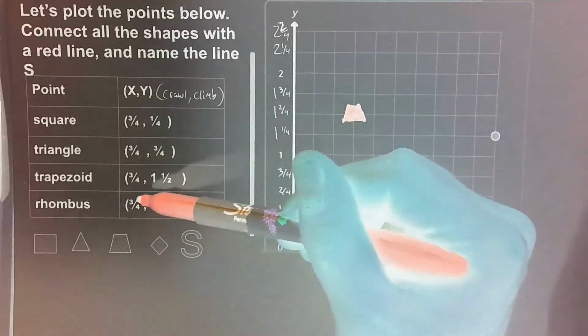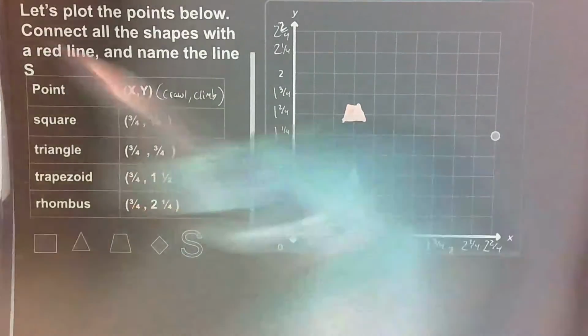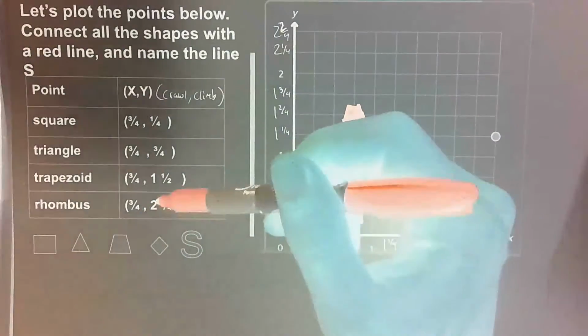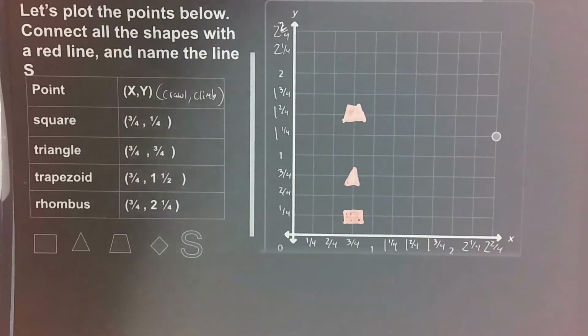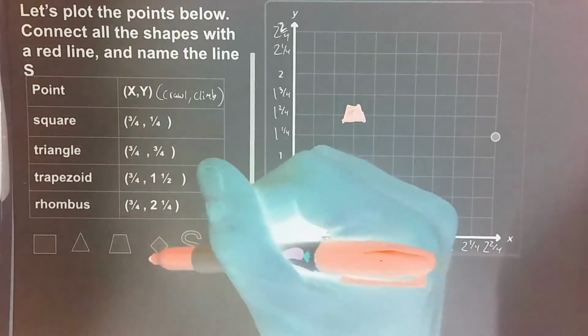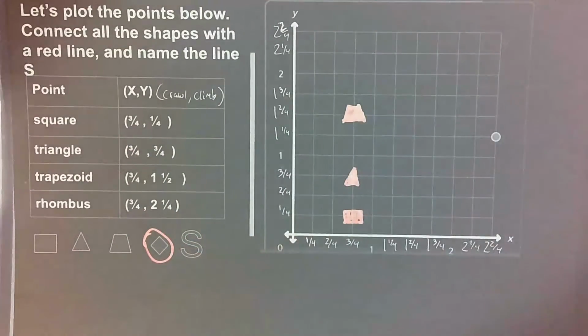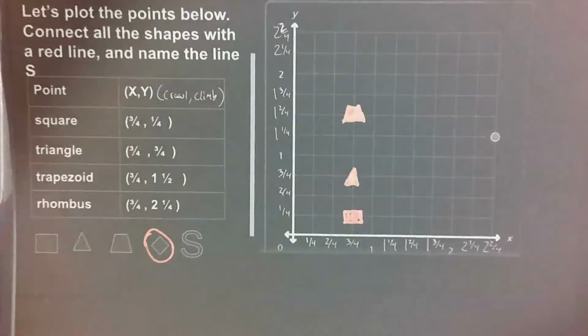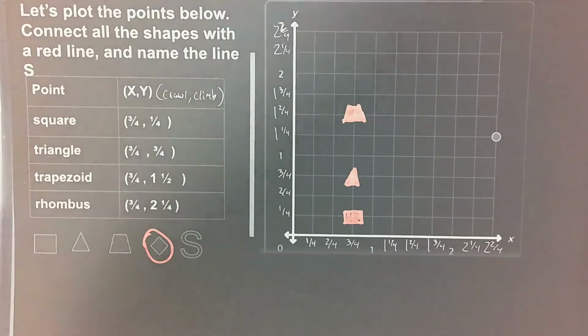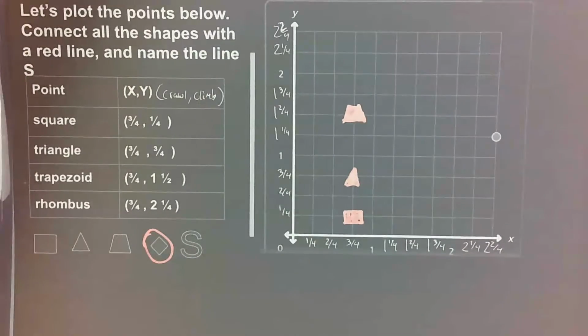Rhombus is at 3/4, 2 1/4. Students, you can go ahead and plot the rhombus on your own. Let's take 20 seconds to plot the rhombus. Right now, we have all 4 of our shapes created.